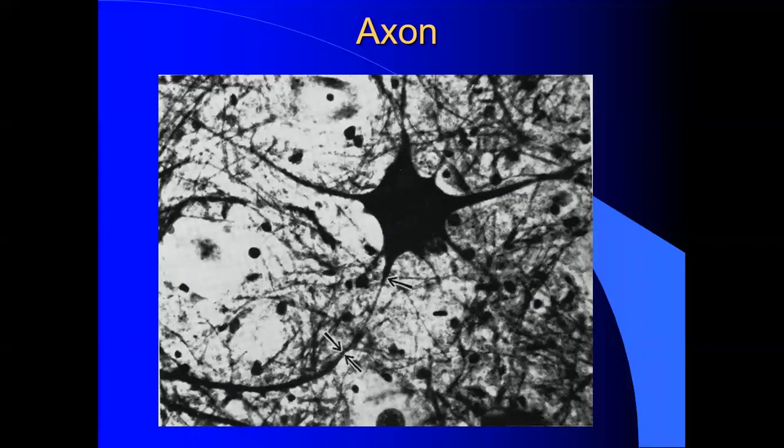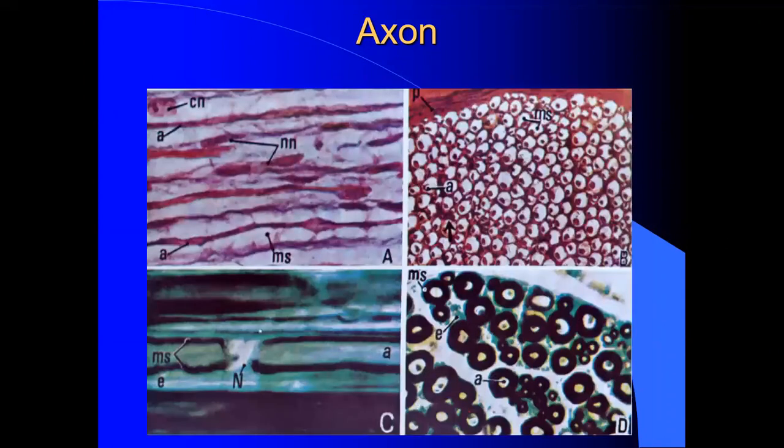I've chosen a silver stain for this one for you to see the axon. This is the axon, I believe, and here it's myelinated, and here it's not myelinated, and here it's not myelinated, and this is the axon hillock, and these are dendrites, and that's just a nice picture, not a Golgi prep.